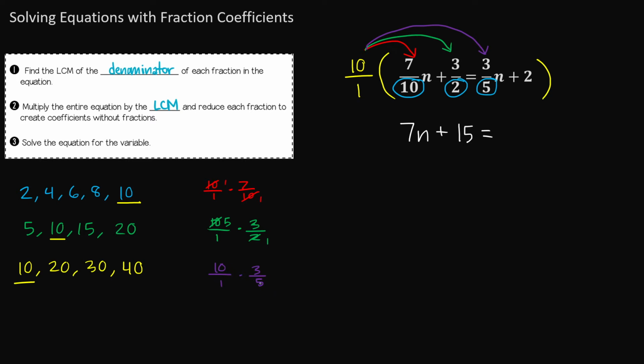Okay, and here we can also cross reduce. 10 and 5 reduce to 2 and 1. And if we multiply across, 2 times 3, that's going to give us 6, so 6n. And then we're going to multiply 10 by 2. And that one's pretty simple. 10 times 2 would be 20.